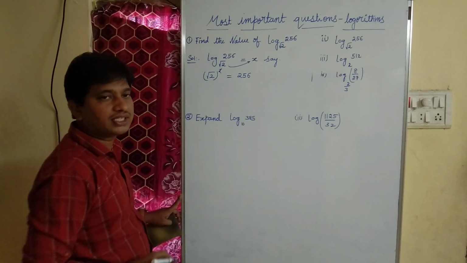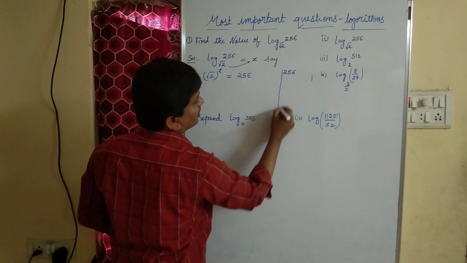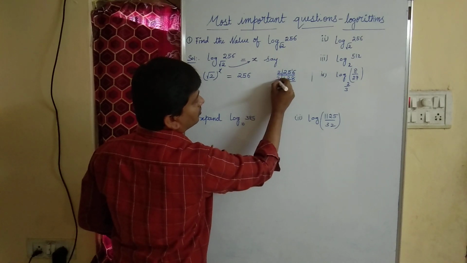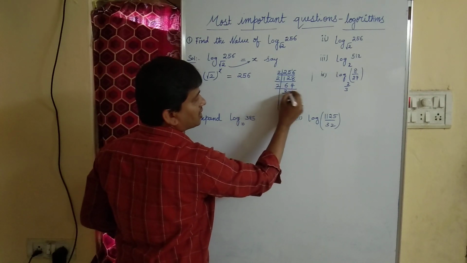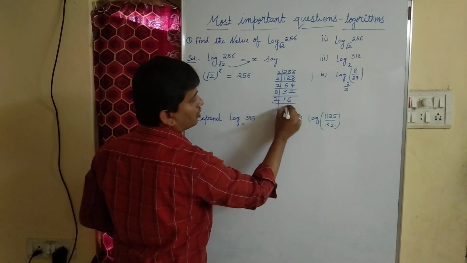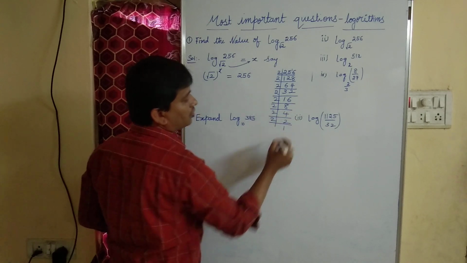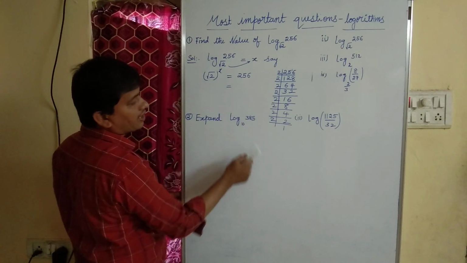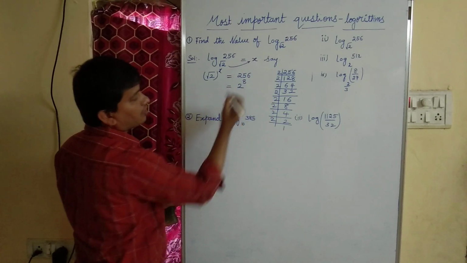How can we write 256? As base is 2, see 256 in 2 table: 2 1 ja 2, 2 2 ja 4, 2 3 ja 8, 2 4 ja 16, 2 5 ja 32, 2 6 ja 64, 2 7 ja 128, 2 8 ja 256. Yes? I mean 256 I can write as 2 raised to the power 8.